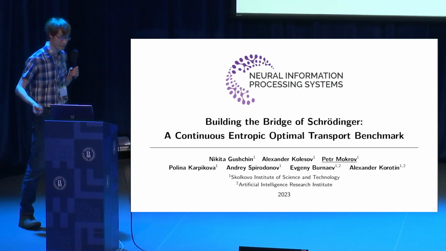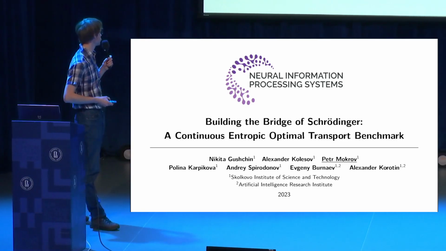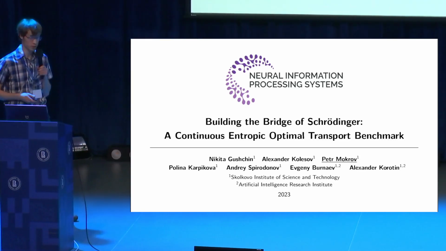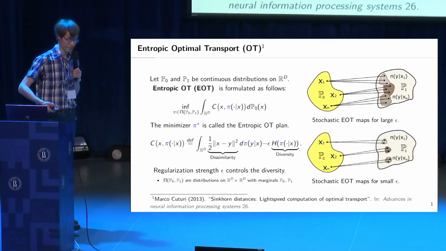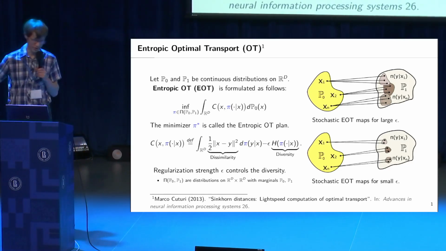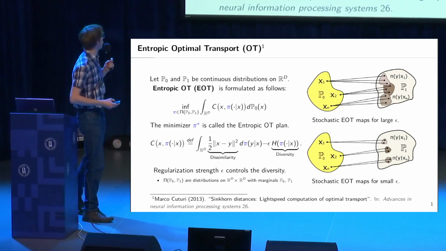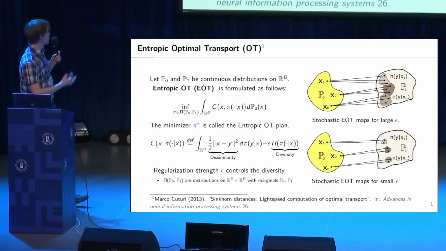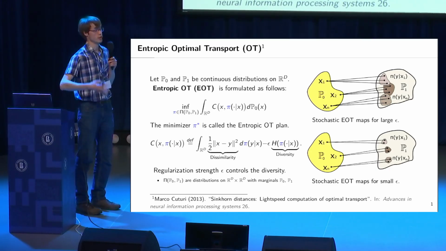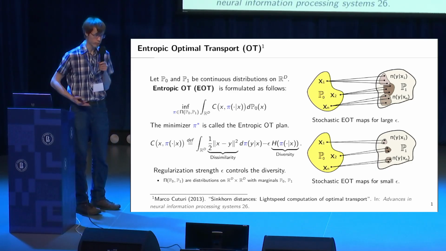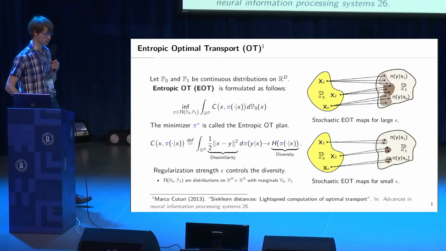Let me start. My name is Piotr Makarov, and now I'm presenting our work, Building the Bridge of Schrödinger: a continuous entropic optimal transport benchmark, which was accepted to the last NeurIPS. So let me give one more brief introduction to entropic optimal transport and Schrödinger bridge problems. We have two distributions, P0 and P1, and we want to map from one distribution to the other. And this problem could be formalized, for example, as an entropic optimal transport problem.